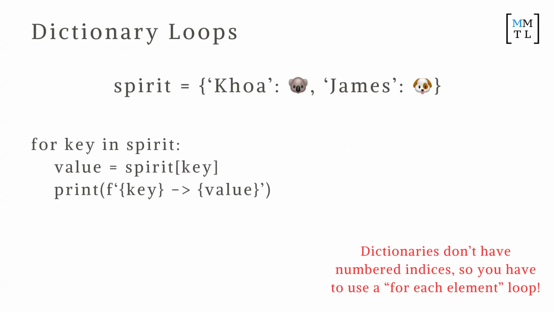It's just individual elements. And dictionaries are also iterables, which means that you can use a for loop over it in Python. So in this case, say our spirit animals is Qua is a koala and James is a dog. You can write for key in spirit, right, which is for every single key that comes up. The value equals spirit[key]. Okay, so you have to draw out the value, for example, using that technique. There are some other smarter ways to do it as well that I'll show you later. And in this case, would print with an f-string, key to value. Okay, so what would print in this case?